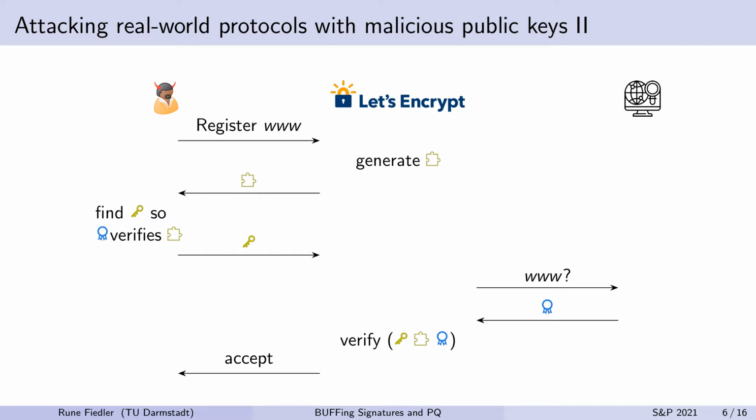Next, Let's Encrypt will once more query the DNS record for this website and get the same signature as before, which was honestly generated. Now Let's Encrypt will check if this signature, which was honestly generated in the previous protocol execution, verifies the new challenge token under the new public key. And since it does, it accepts and issues a certificate for the attacker. At this point there are 2 problems. First, now the attacker has a certificate for a website which it does not own. And second, something strange happened with the signature scheme. It didn't break existential unforgeability, but something happened that intuitively should not have happened.